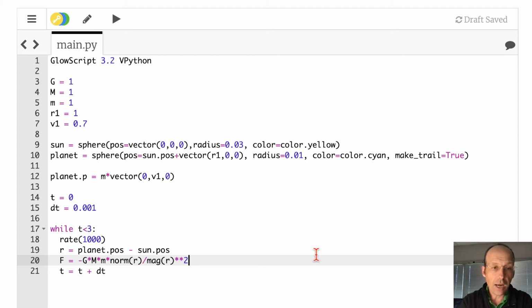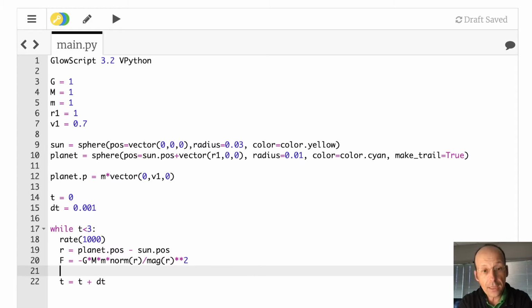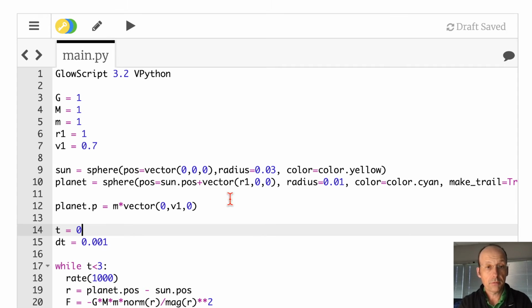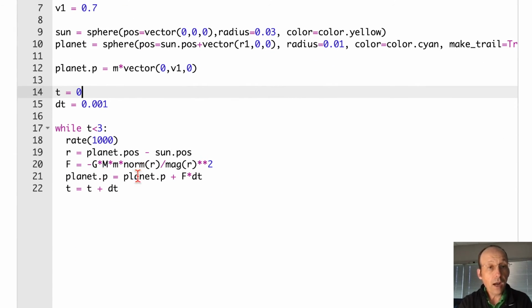Okay, so now I have the force. I can update the momentum. So planet.p equals planet.p plus f times dt. So in Python and in most programming languages, is this big enough? Maybe I should make it a little bit bigger. This says take the vector value of the momentum and then add this f times dt to it. And then make that the momentum. So I don't have to worry about 1, 2, 3, 4 momentums. I can just change the momentum.